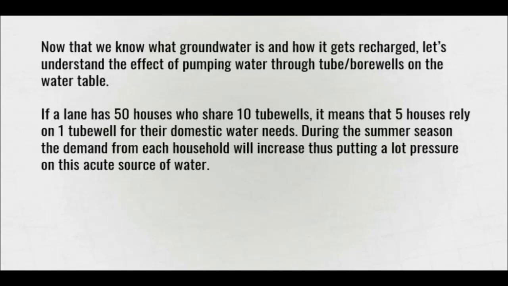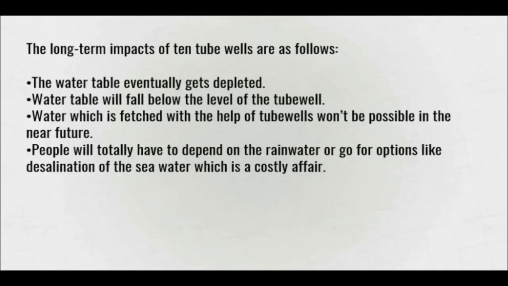Now that we know what groundwater is and how it gets recharged, let's understand the effect of pumping water through tube or bore wells on the water table. If a lane has 50 houses who share 10 tube wells, it means 5 houses rely on one tube well for their domestic water needs. During the summer season, the demand from each household will increase, thus putting a lot of pressure on this acute source of water. The long-term impacts on the water table are as follows.